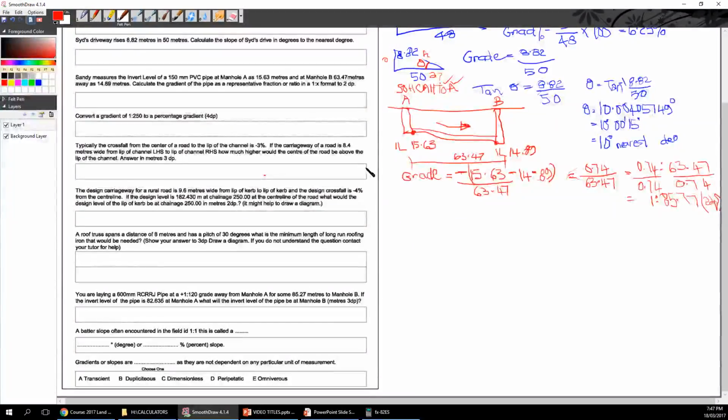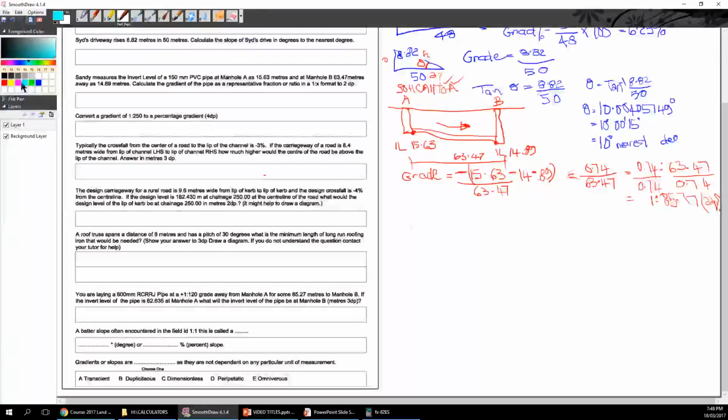Okay, so now looking at this one here, typically the crossfall from the center of a road to the lip of the channel is minus 3%. If the carriageway of a road is 8.4 meters wide from lip of channel left hand side to lip of channel right hand side, how much higher would the center of the road be above the lip of channel? Answer in meters, 3dp. So let's draw that up, shall we?